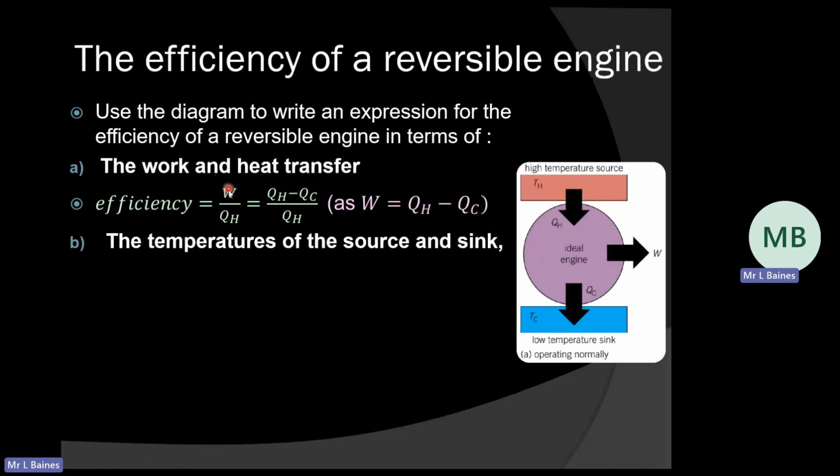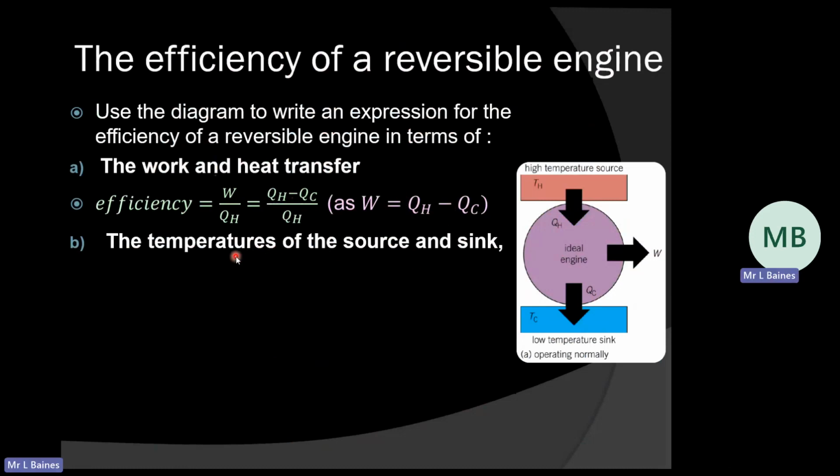And the amount of work, again from my equation, I know that that amount of work is going to be QH minus QC. So the work is going to be the difference between the amount of energy that is given by my high temperature source and the amount of energy that's given to my low temperature sink. So that's my work done, the difference between those two.